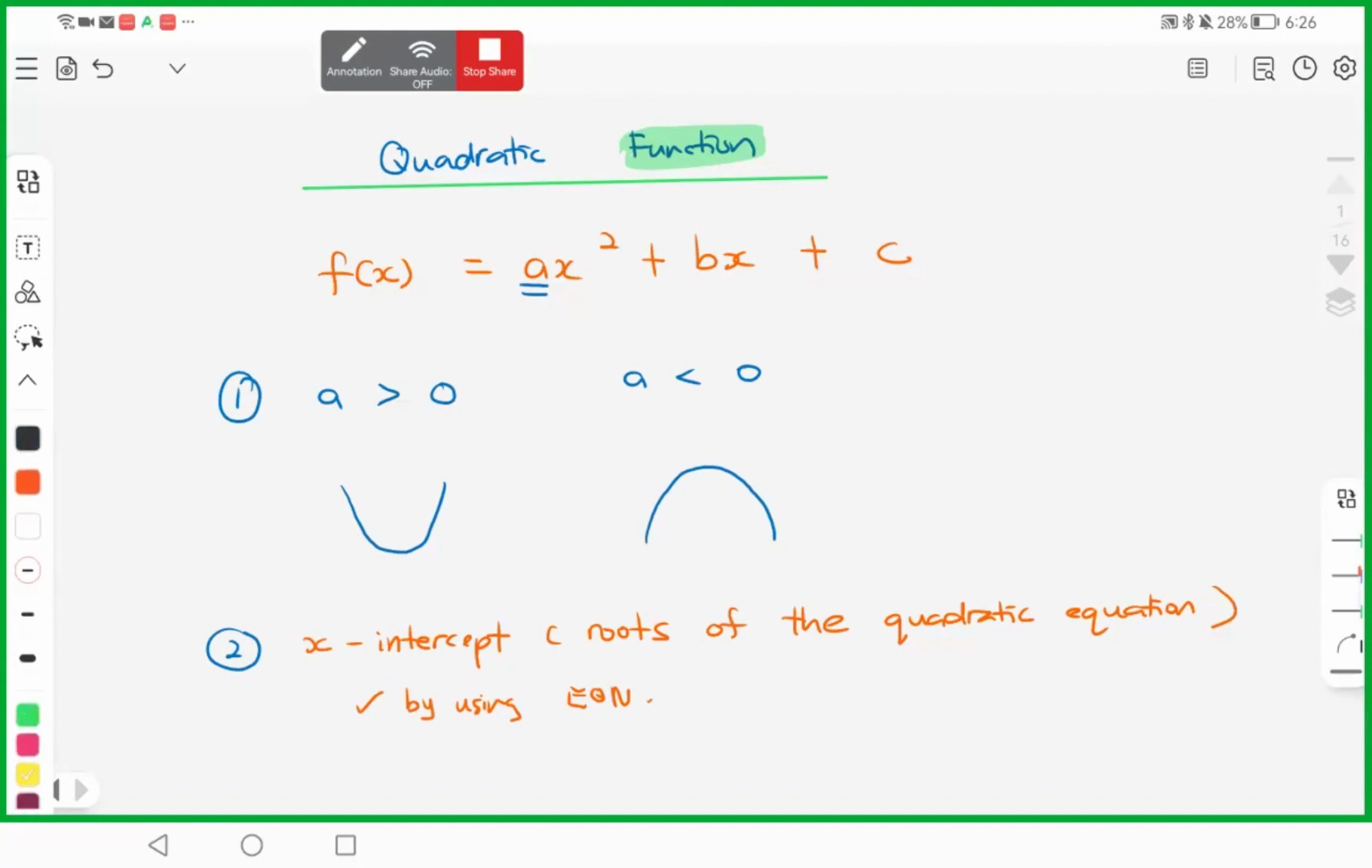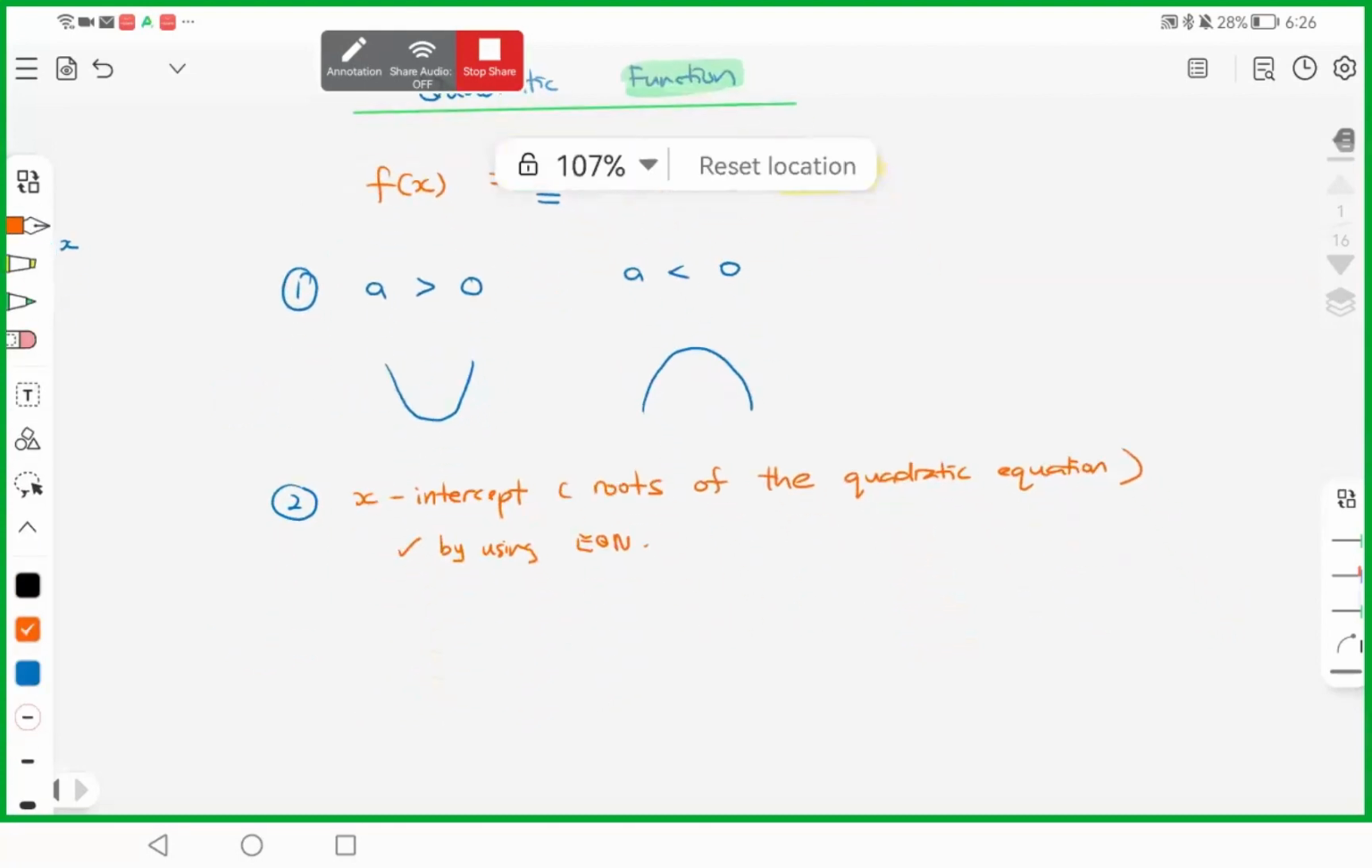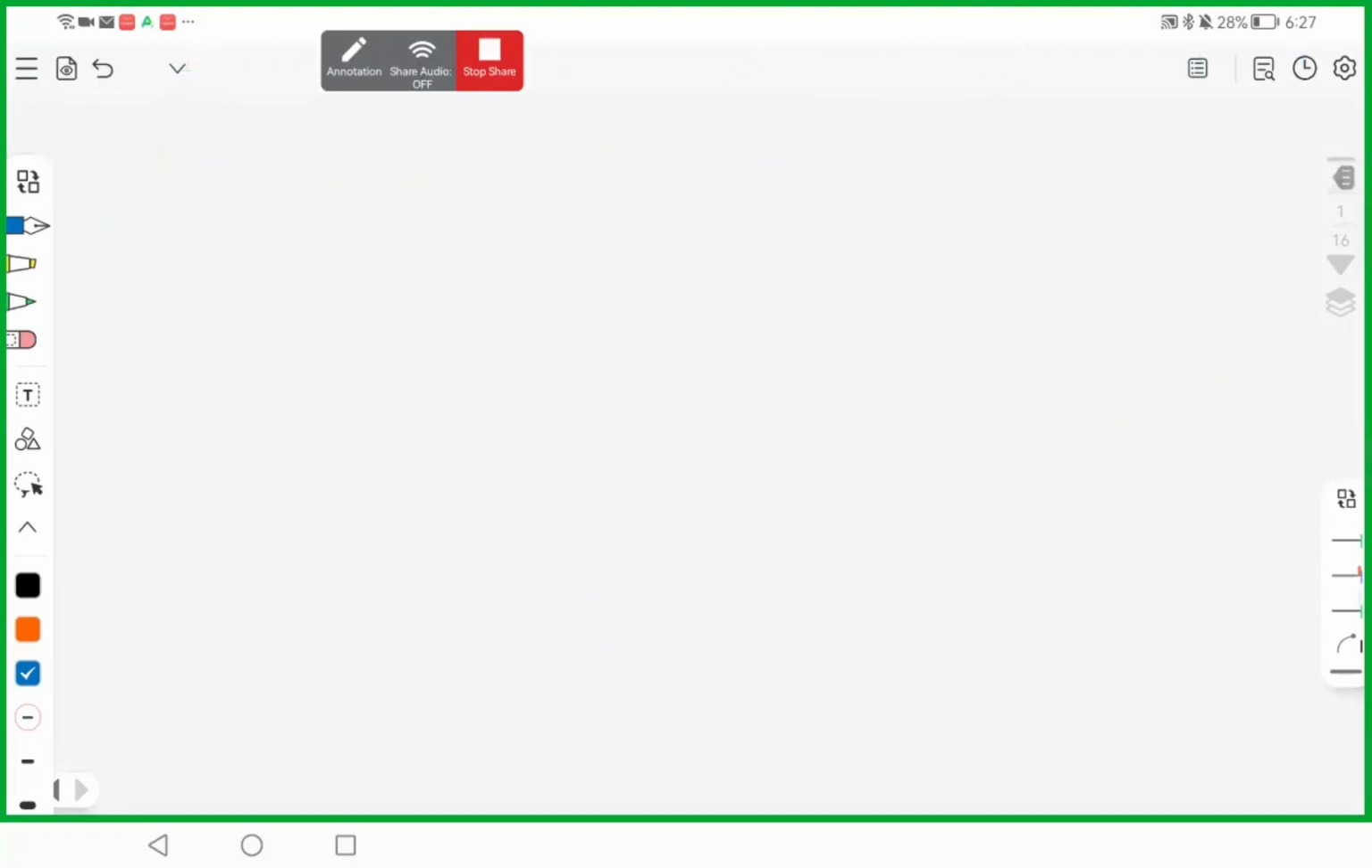And the third one is the y-intercept. The third one, the value of c. C means y-intercept. So digest first, 30 seconds. Value of a, EQN, we find out the roots of the quadratic equation, and c is the y-intercept. So now let's try one exercise, an SPM exercise.